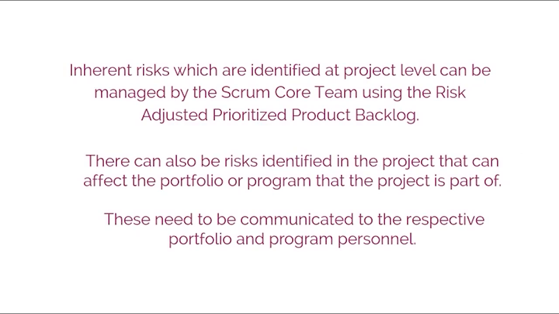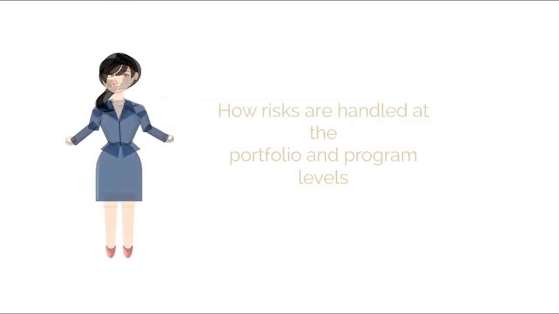Inherent risks, which are identified at project level, can be managed by the Scrum core team using the risk-adjusted prioritized product backlog. However, there can also be risks identified in the project that can affect the portfolio or program that the project is part of. These need to be communicated to the respective portfolio and program personnel. Now, let us understand in brief how risks are handled at the portfolio and program levels.